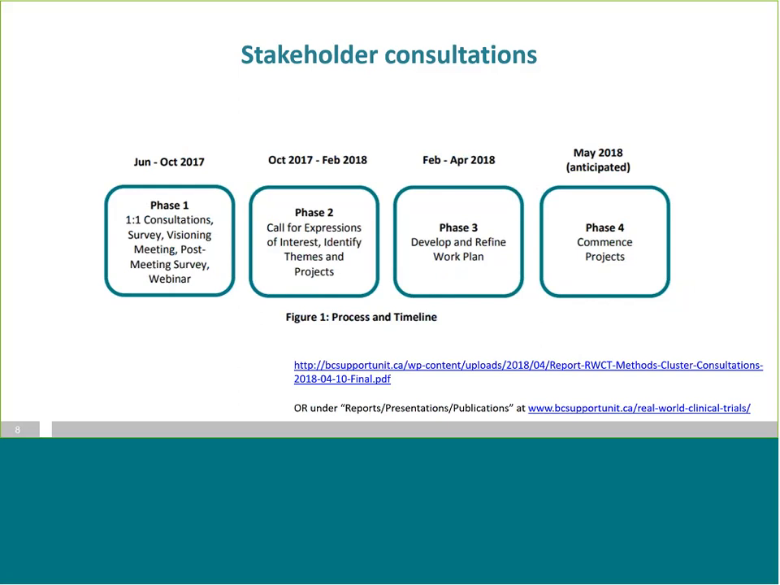If we look at this series of consultations, we started from June to October with the one-on-one consultations, the survey, the visioning or planning meeting, the post-meeting survey, and the webinar. Then in the second phase, we asked people to share with us their ideas for the gaps, the current strengths, and what opportunities. That then helped to identify themes and project ideas.